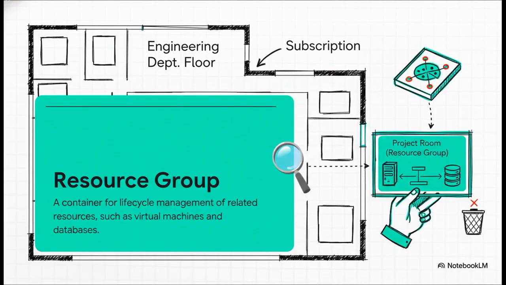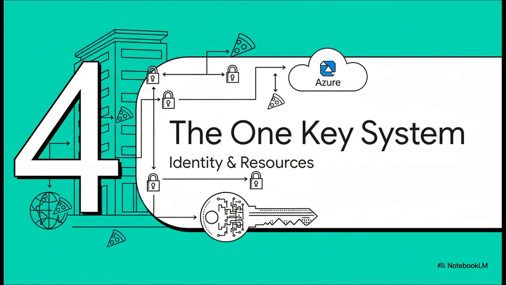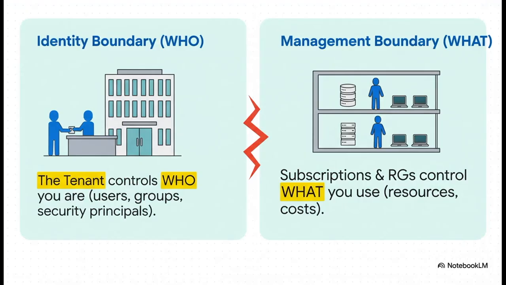Clean and simple. Okay, building? Check. Floors? Check. Rooms? Check. But how do we control who gets into which room? This brings us to maybe the most important part of this whole blueprint, the security system that connects everything. This right here, this is the most critical concept to get right. You have to understand this split.